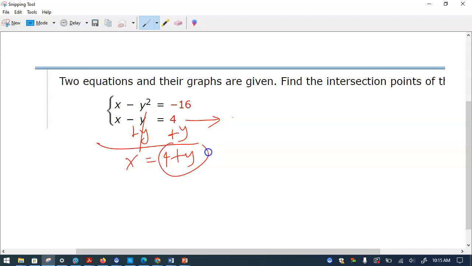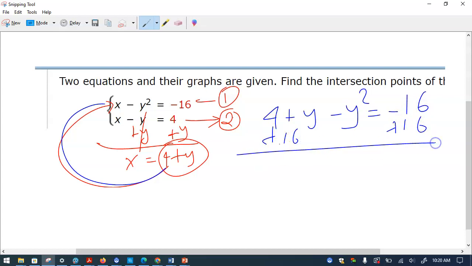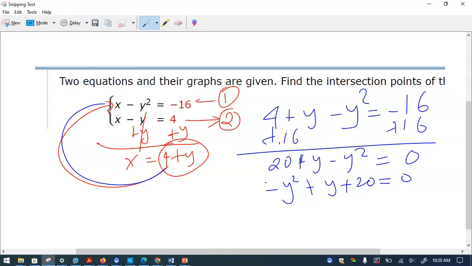So this will go right here in the first equation. When you plug this in here, it becomes 4 plus y minus y squared is minus 16, add 16, so that we get a quadratic. So this becomes 20 plus y minus y squared, and that will be 0. And write the quadratic term, then the linear term, then the constant, and then we can't have a negative, so multiply minus 1 both sides, get y squared.